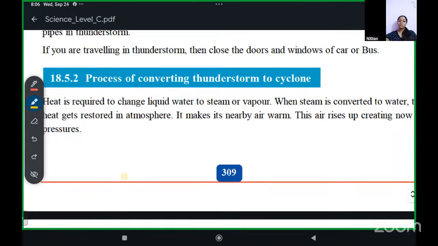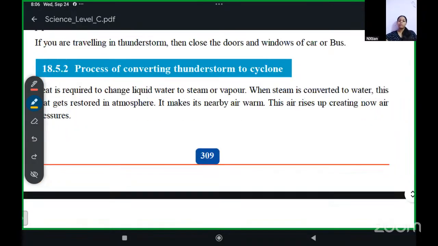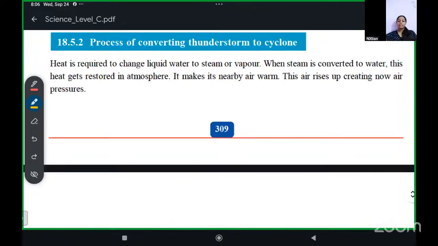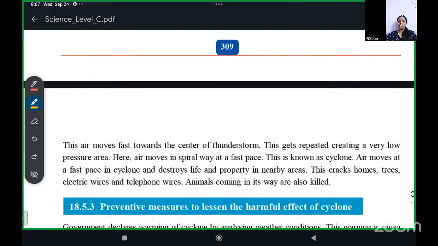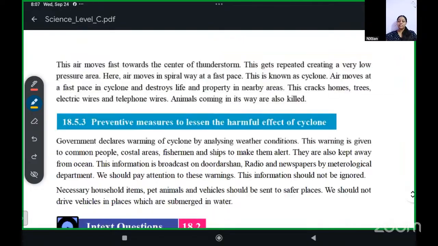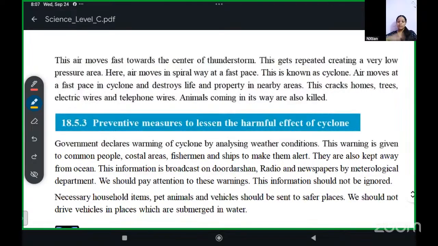Now, next is the process of conversion of thunderstorm to cyclone. Heat is required to change liquid water to steam or vapor. When steam is converted to water, this heat gets restored in the atmosphere. It makes its nearby air warm. This air rises up, creating new air pressures. This air moves fast towards the center of the thunderstorm. This gets repeated, creating a very low pressure area. Here, air moves in a spiral way at fast pace, which is known as a cyclone.